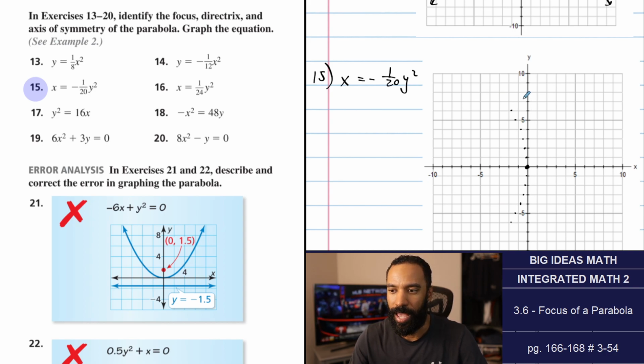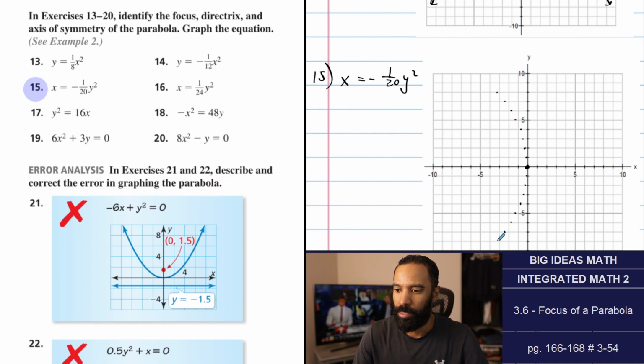49/20ths is about 2 1/2, just a little bit less than that. It's 2 9/20ths. 64/20ths is 3 1/5. 81/20ths is 4 1/20th, so pretty much right by 4. And then 100/20ths is 5. So we're going to be able to hit that right there. It'll look nice if I can draw a nice curve through it.